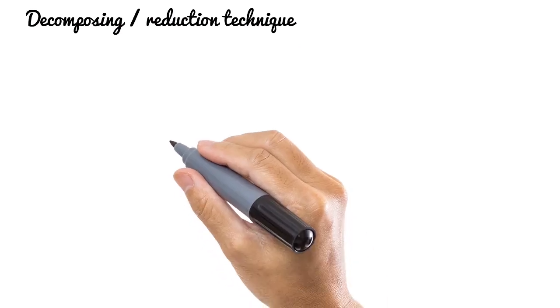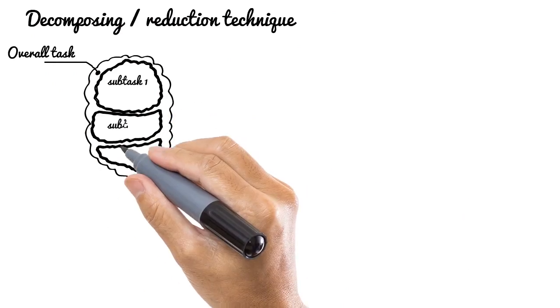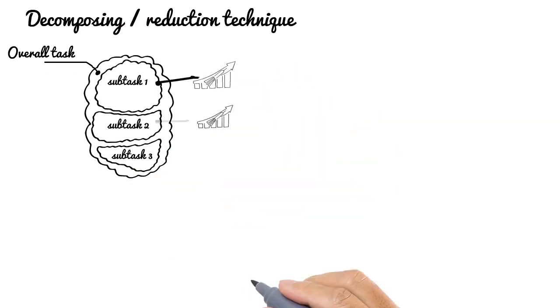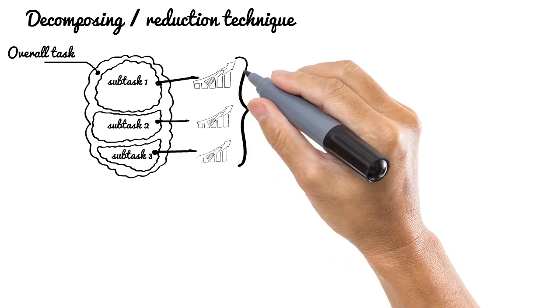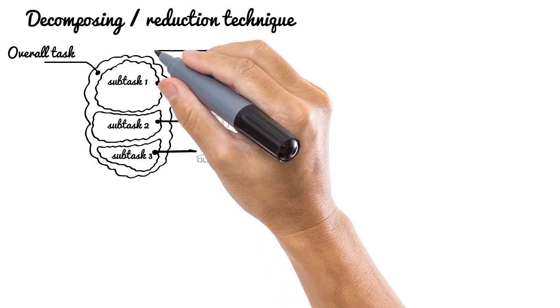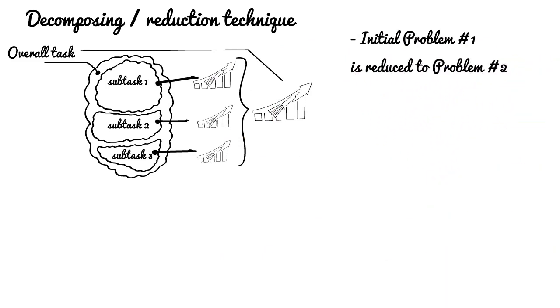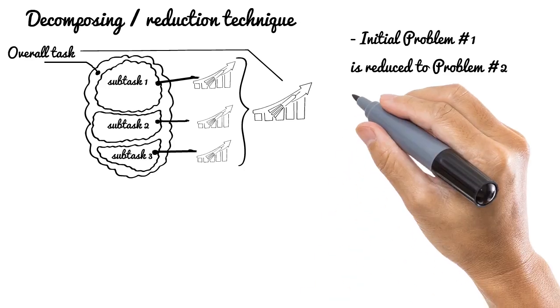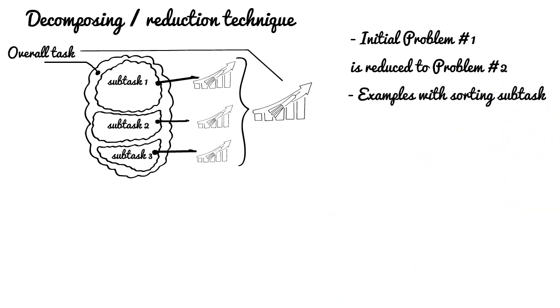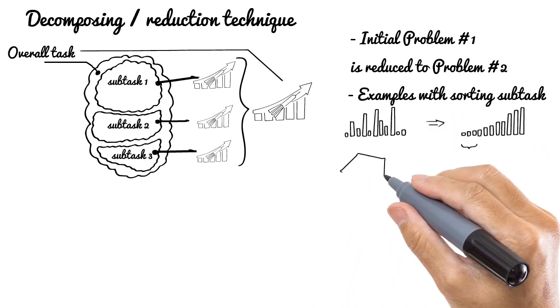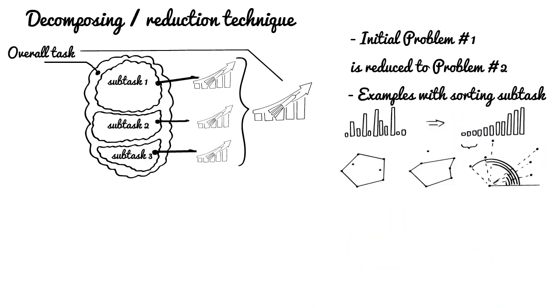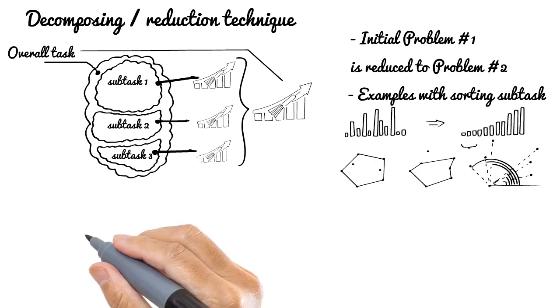Next topic was about decomposing, the reduction technique. The idea is to split, divide the overall task into subtasks when possible. Then you can find the most big O efficient algorithm among existing ones for each subtask. They say initial problem number 1 is reduced to problem number 2 if you can use an algorithm that solves problem number 2 to help solve initial problem number 1. We saw a few examples when sorting was one of the subtasks: 3 smallest numbers, convex hull. You can imagine, would it be better to use insertion sort or quicksort to implement the overall algorithm?